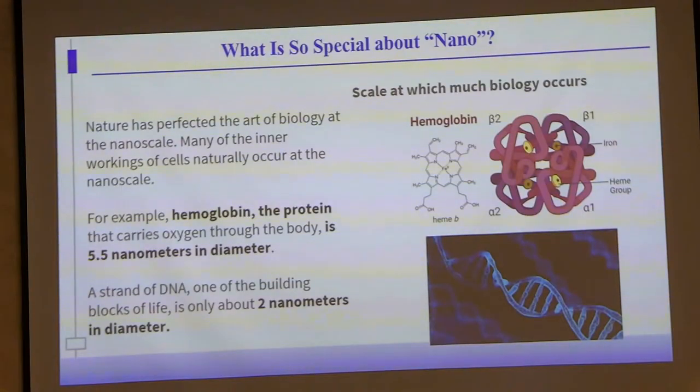About biology, in the human body, we breathe, we take oxygen, and due to oxygen we live, and the reason for that is hemoglobin. That protein carries oxygen to the body, and the size of this hemoglobin is 5.5 nanometers. The second key thing about our body is DNA or RNA. The size of DNA and RNA is also at nanometer scale. Like in this case, for example, DNA is only 2 nanometers in diameter.